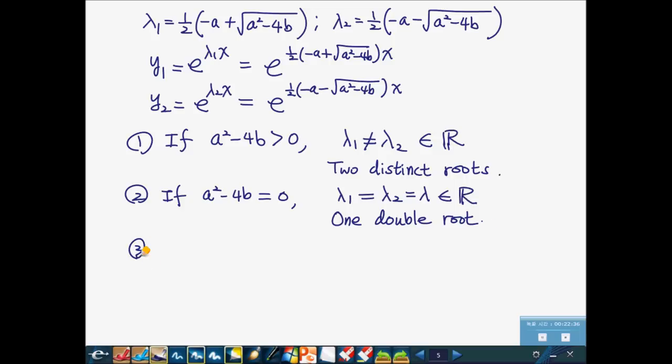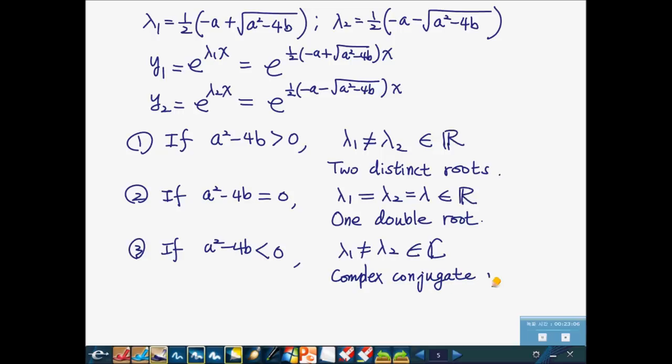And thirdly, if a square minus 4b is negative, then it's a complex number. So lambda 1 and lambda 2 are different, but they are complex numbers, not real numbers. So it's called complex conjugate root. Those are the three types by the analysis of the characteristic equation. Alright?